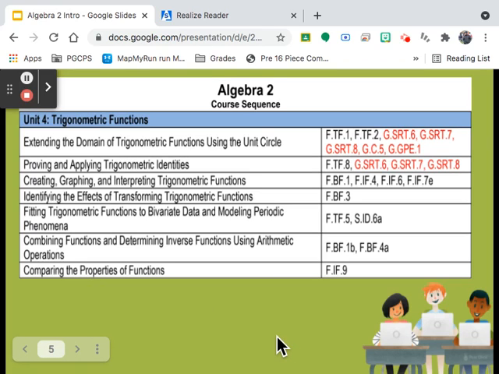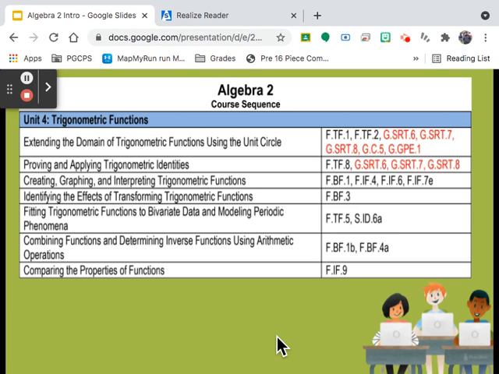All right, Unit 4 now, we're getting you prepared for pre-cal, right? So you're getting heavy into trig functions. No different than what we did in class. You're just taking a deeper level of understanding of it, right? Here, you want to be able to create, graph, and interpret trig functions, right? You also want to be able to identify the effects of transforming trig functions. You always want to be able to prove and apply trig identities, right?